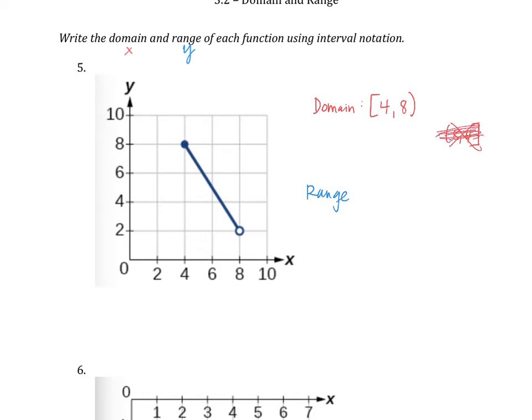All right, so range is bottom to top because it's the y value. So the bottom point is here. That corresponds with a value of 2. Since it's an open circle, I'm going to have parentheses 2. And then the very top I see on the graph is this dot, so it's going to correspond to 8. It's a closed circle, so it gets a bracket.